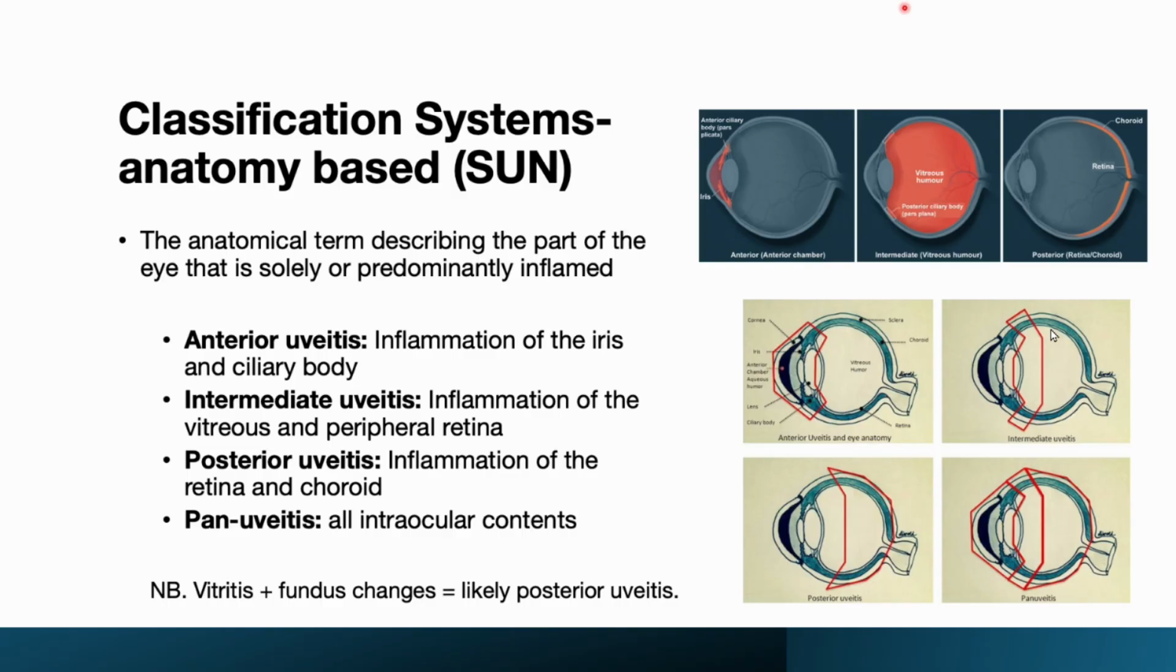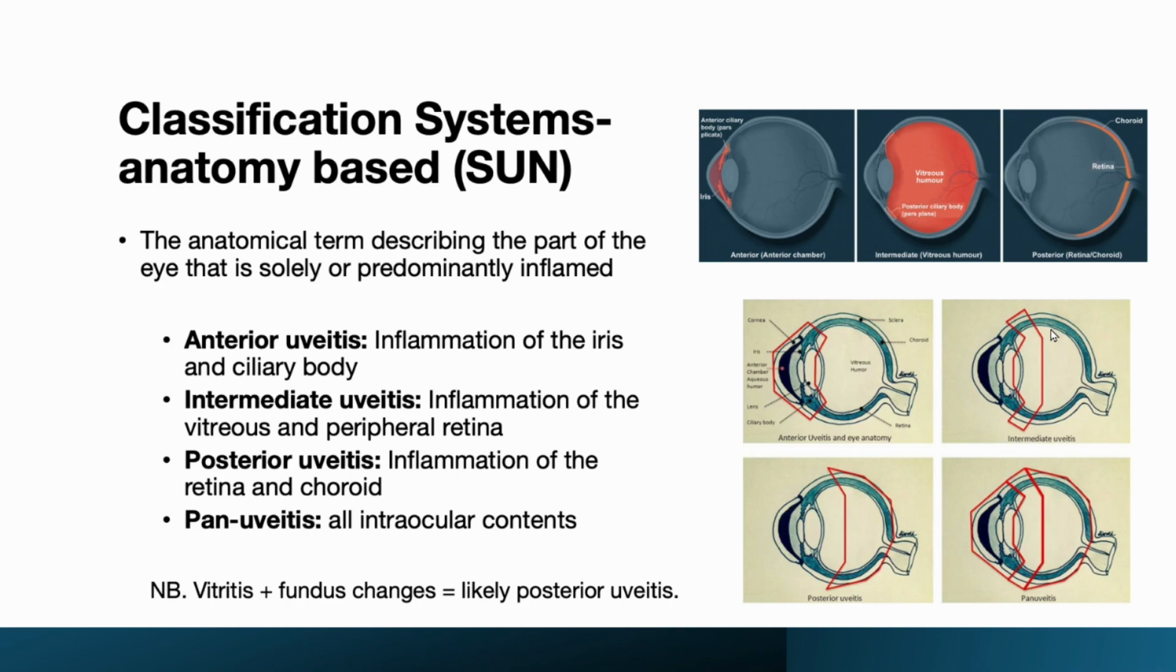So moving on, when the main problem is in the vitreous gel itself, or the area around the pars plana, we call this intermediate uveitis. And when the inflammation is predominantly restricted to the retina, choroid or retinal vessels, with no significant changes in the front of the eye, this is called posterior uveitis.